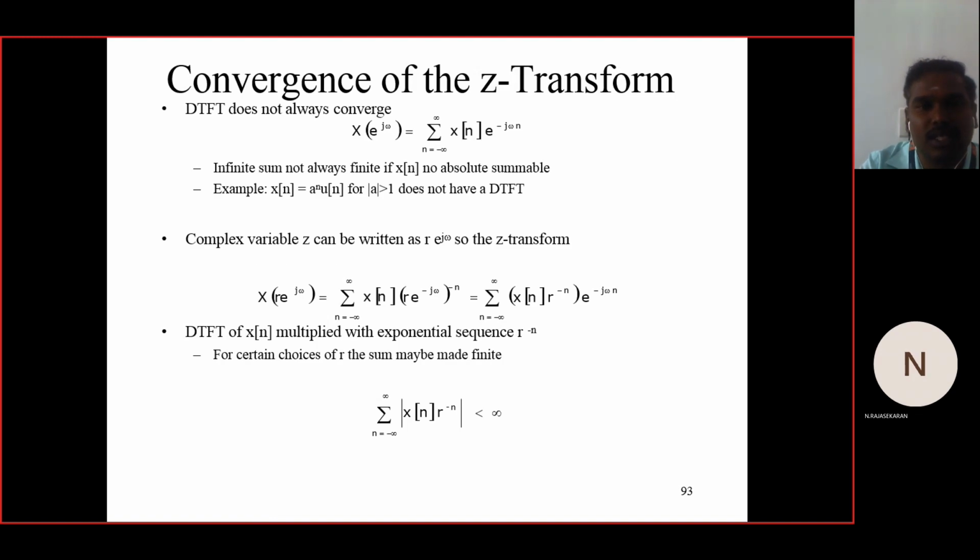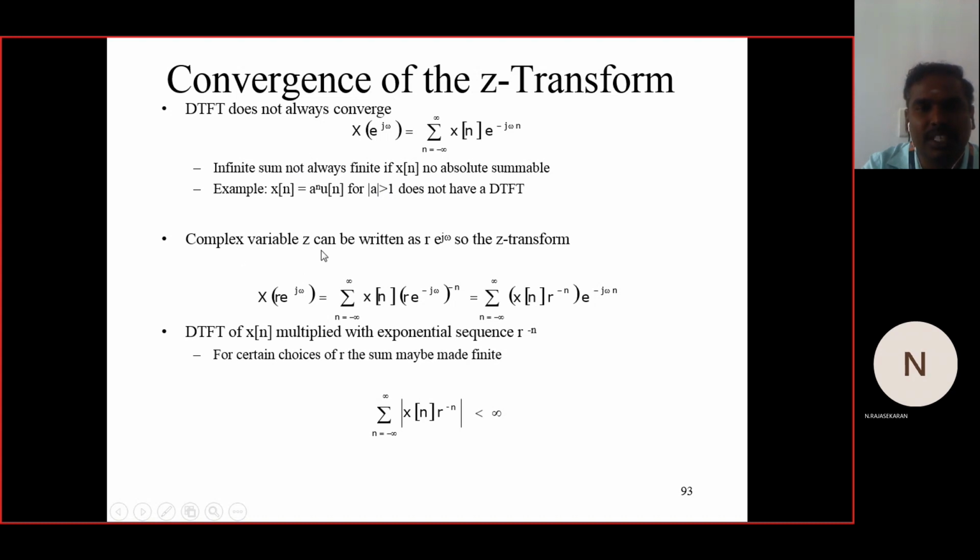Then the convergence of this transform. So the DTFT, discrete time Fourier transform, does not always converge. So X of e power j omega is nothing but summation of minus infinity to plus infinity x of n e power minus j omega n. The infinite sum is not always finite, if x of n is not absolutely summable. Example, x of n is nothing but a power n u of n, for a greater than 1, which does not have a DTFT. So this infinite sum, the DTFT, does not always converge. So we go for the Z transform.